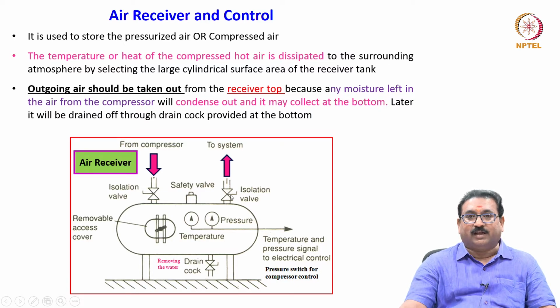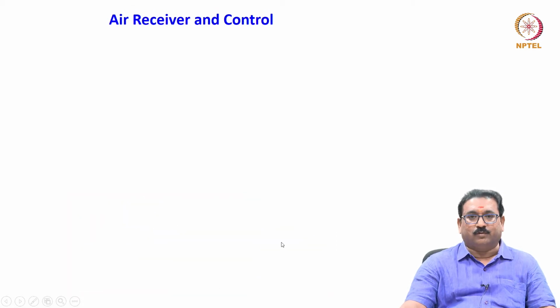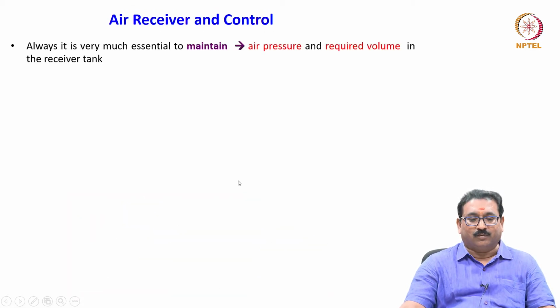Air is always taken from the top side, please remember. This removable access cover is provided for maintenance purposes. These are the sensors, temperature and pressure signals, to electrically control the switch as well as compressor control. Air receiver and control.